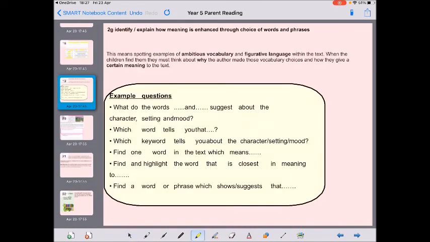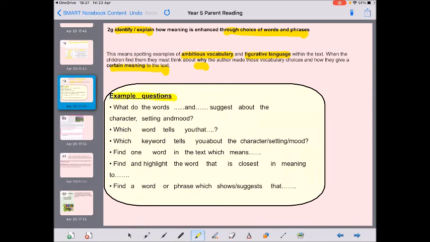The last of the content domains is 2G, which is identify and explain how meaning is enhanced through choice of words and phrases. This means spotting examples of ambitious vocabulary and figurative language within the text. When the children find them, they must think about why the author has made those vocabulary choices and how they give a certain meaning to the text.